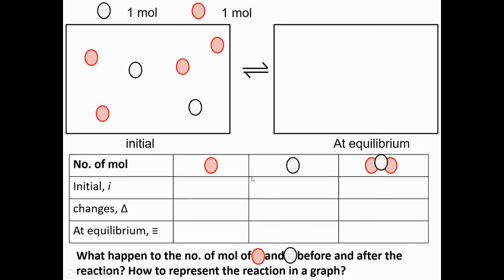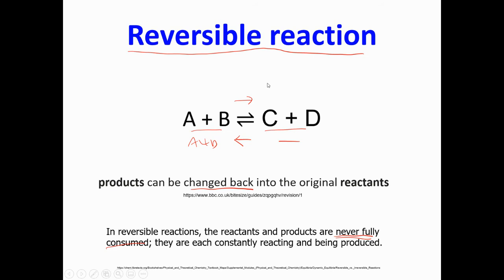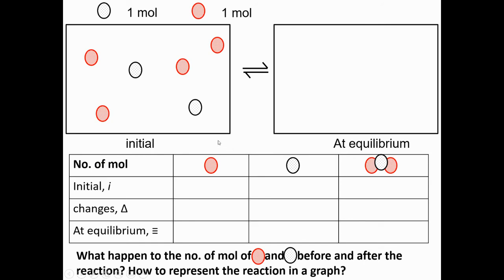Now let us try another one. Just now we tried irreversible reaction, with one arrow. Now we are going to focus on reversible reaction, where we have a reversible arrow, meaning that we have the forward and backward arrows together. Initially, there is only reactant. So we have 4 moles of the red and 2 moles of the white. Initially there was no product formed yet.